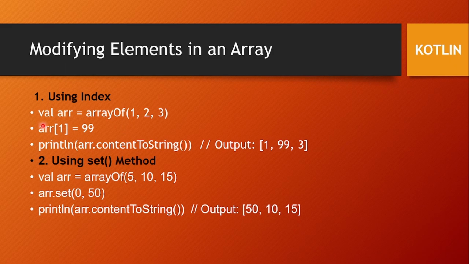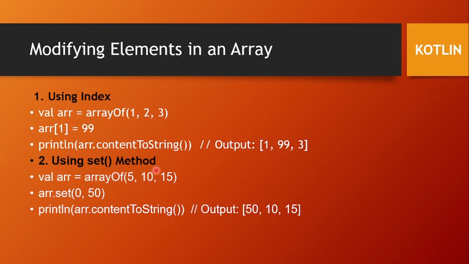As you can see in here, after initializing your array with the initial elements, later on you can modify them by using its index and the new value, the first index and 99. After printing you can see the changes in the output: 1, 99 and 3.